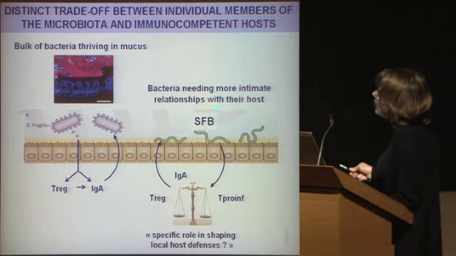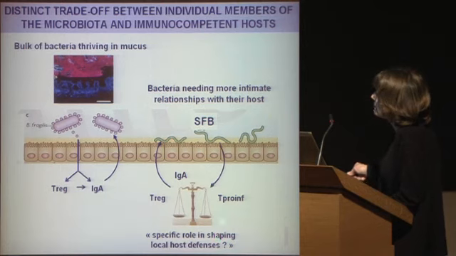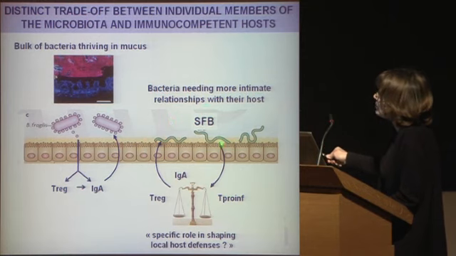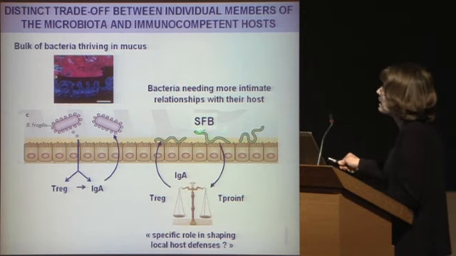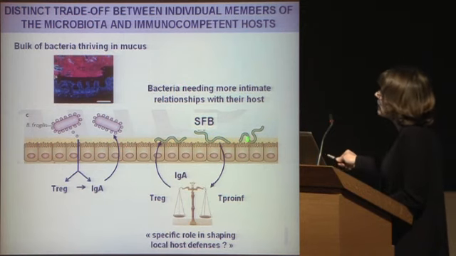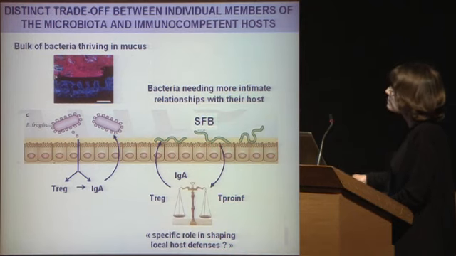For bacteria needing a more intimate relationship with the host, homeostasis is probably maintained by inducing a different balance between pro-inflammatory and regulatory T cells. SFB is the prototype of such a bacterium, but one can imagine that some other bugs, for example Helicobacter pylori and so on, may have played a specific role during evolution in shaping local host defense.